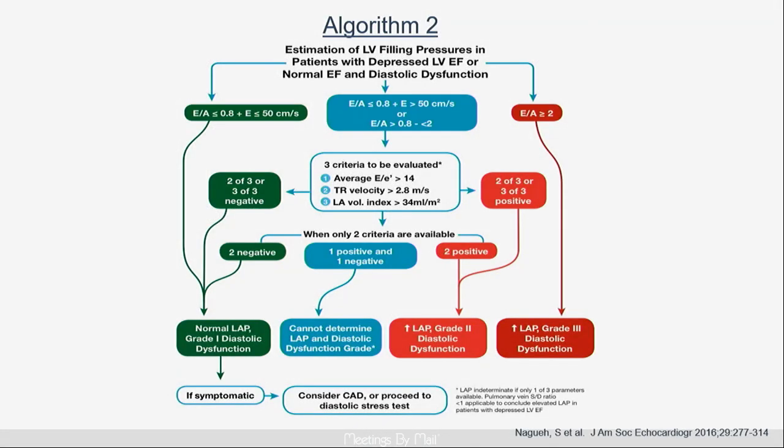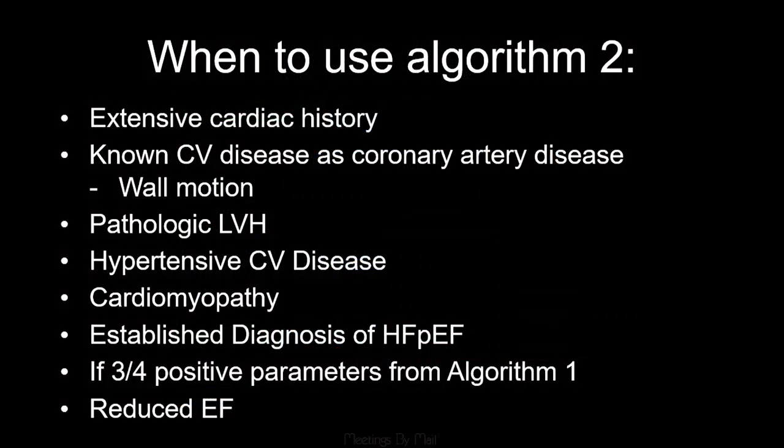As we move on to algorithm 2, we now are going to add our E to A ratio and also an E velocity in some cases, and then again looking at our E to E prime ratio, our TR velocity, and also our LA index volume, or our LAVI. The folks that fall into this algorithm 2, as Dr. Klein alluded to earlier, are those with extensive cardiac history, known CAD, pathological LVH, hypertensive cardiovascular disease, cardiomyopathies. If you have established HFpEF, if you have some positive parameters from that first algorithm, then also a reduced EF.